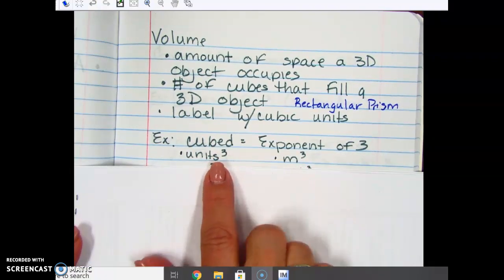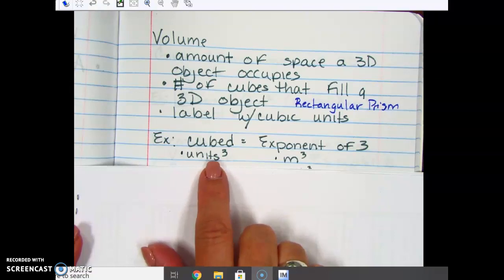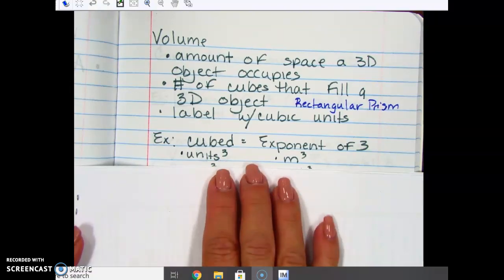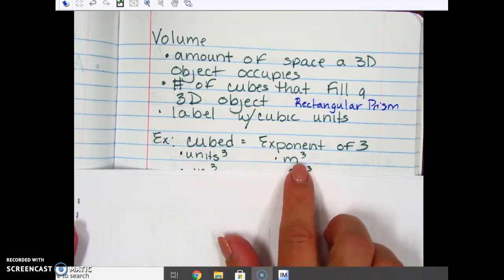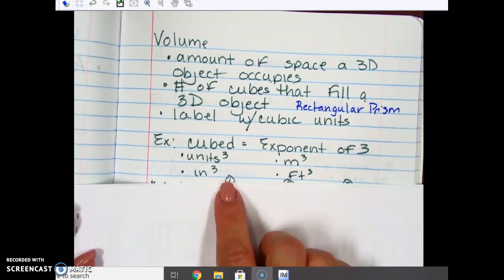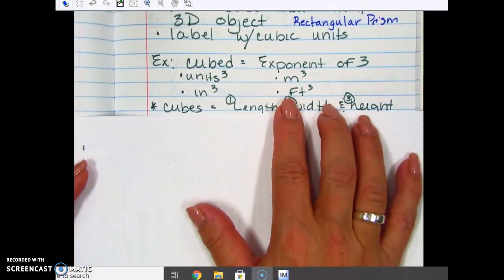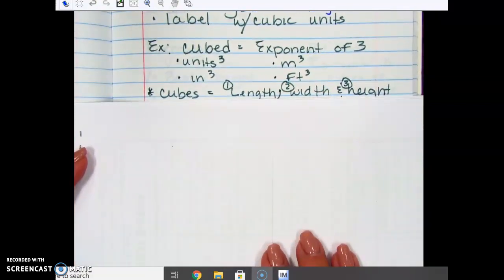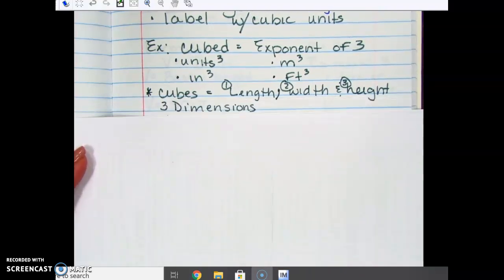But let's take a look at what those examples would look like. This is units cubed. You could say the third power or the power of 3, but this means cubed. Because how many cubes? How many cubic meters? How many cubic inches or cubic feet? Why cubes? Because we are using 3 dimensions. Length, width, height. 3 cubed. And that's what we get for cubes.